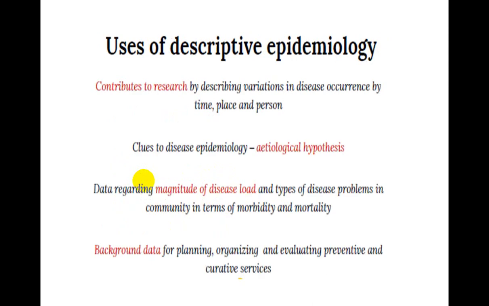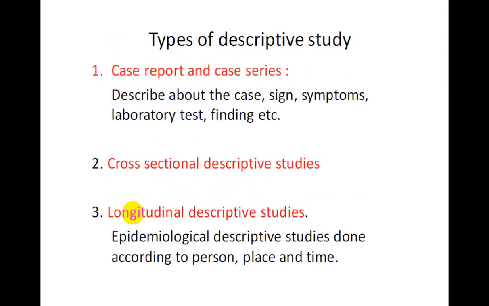And these are the uses of descriptive epidemiology. First, contribute to research by describing variation in disease occurrence by time, place and person. Second, clues in disease epidemiology. Third, data regarding the magnitude of disease load and types of disease problems in the community in terms of morbidity and mortality. Fourth, background data for planning, organizing and evaluating preventive and curative services.